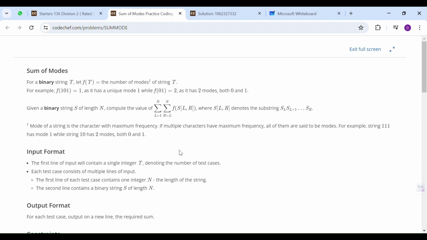So basically you need to calculate those subarrays for which this function value is equal to 2, because you know that the rest of all the subarrays will have the number of modes equal to 1.